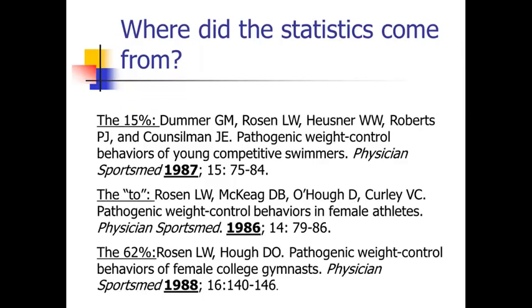So where did those statistics actually come from? The 15% came from a 1987 paper. The 62% came from a 1988 paper. And there's a two-part, because there were actually 3 papers in the series. So that was something in between 15% and 62%. That came from a 1986 paper. And all of these papers had one author in common, so there was an author common to all 3 of those. So that's where the 15 to 62% came from.